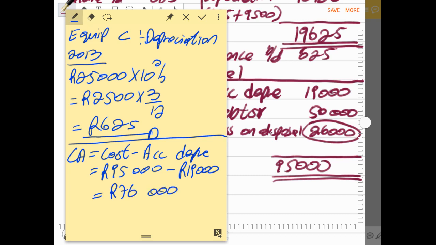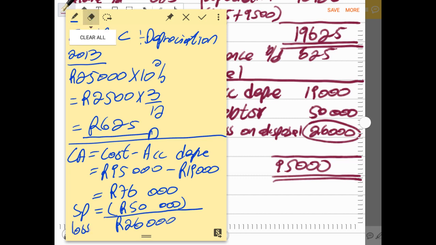That gave us 76,000 rands. So now this is the value of the equipment at the end of July in the year 2013. Yet this equipment was sold at a selling price of 50,000 rands. It means it was sold at a price very much below its value, and the difference becomes 26,000 rands, which is the loss on the disposal of this equipment.